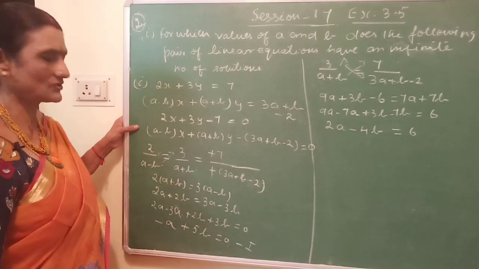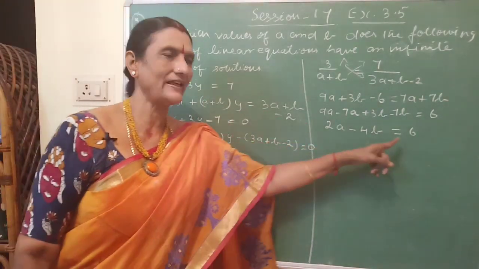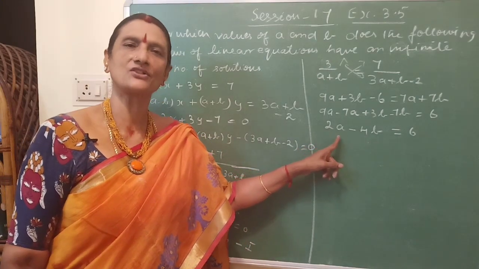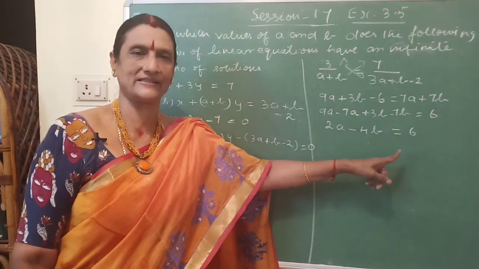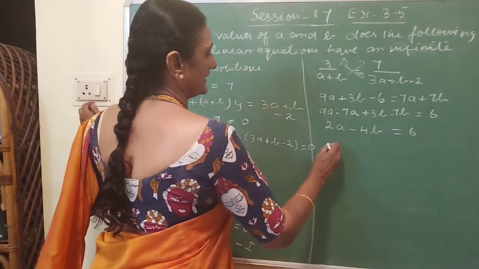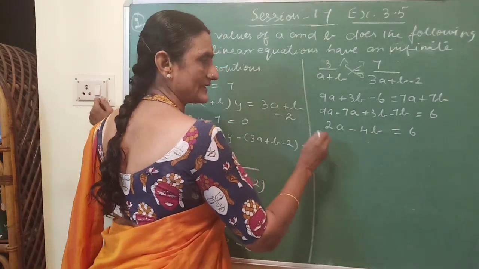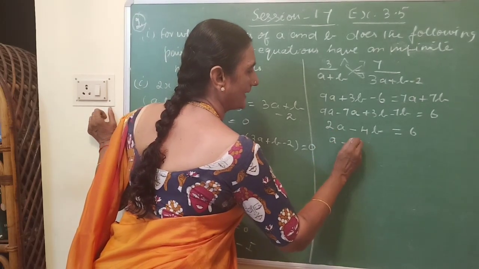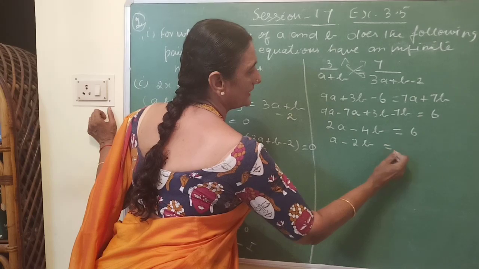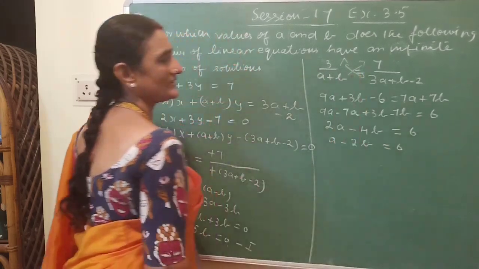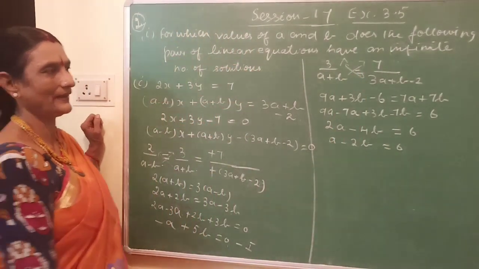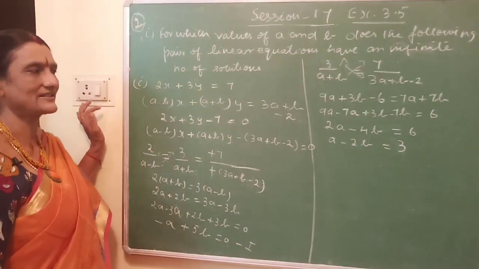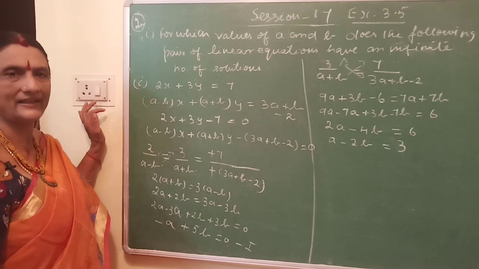Now what I am going to do here, throughout there is a factor of 2. So I can cancel 2 from all the 3 terms. If you cancel, we can do such things. It is allowed, we can do that. So if you cancel it, you will get a minus 2b is equal to 3, sorry, 3. We have cancelled 2 from all the 3 terms.